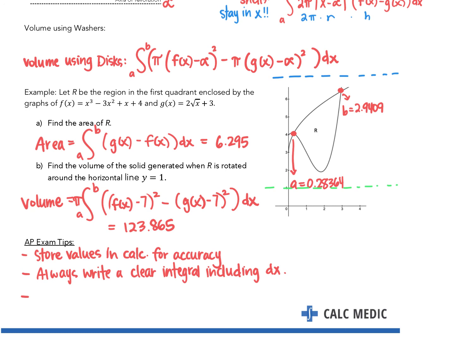So final AP tip, just to remember: the furthest function from whatever axis you're using comes first. So whether that's the farthest right function, if the axis of revolution is on the left side. If the axis of revolution is on the right side, then it'll be the farthest left function. If your horizontal axis is below, then your furthest function would be the one that's above. And if your horizontal axis of revolution is above, then the furthest function would be below. So that would be your other AP tip.